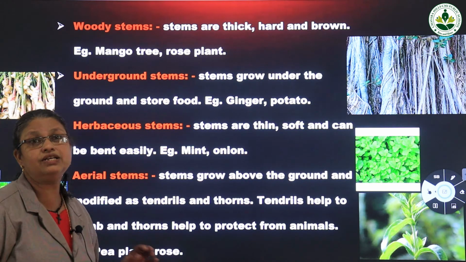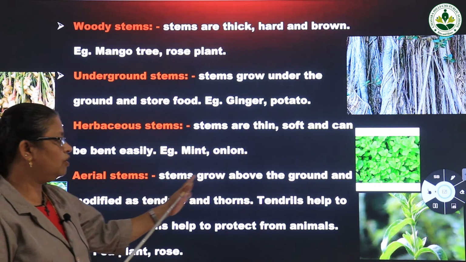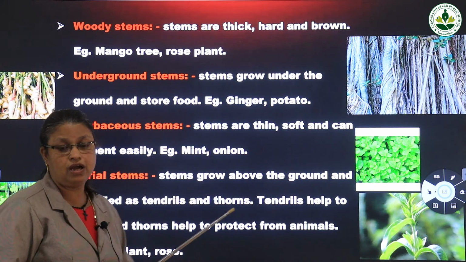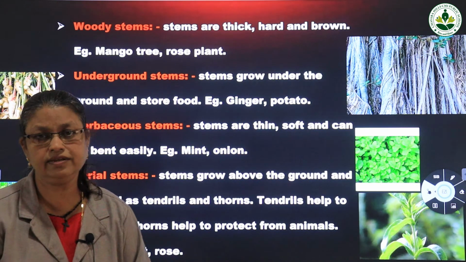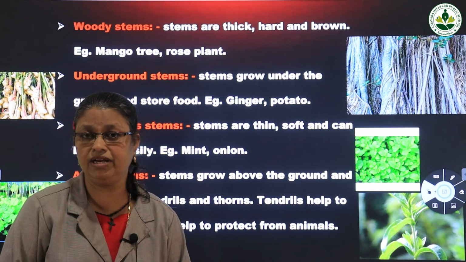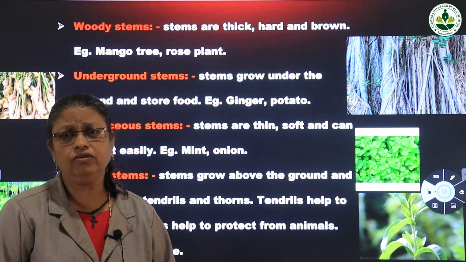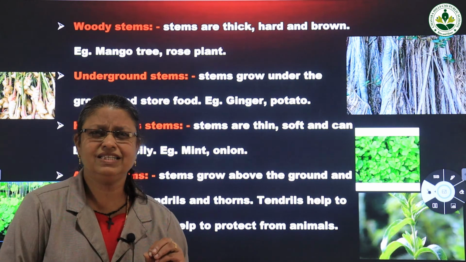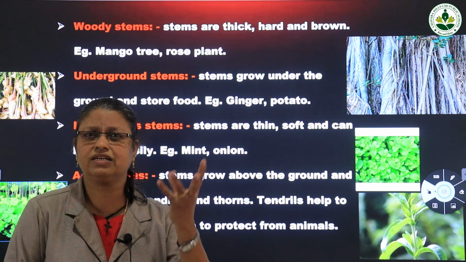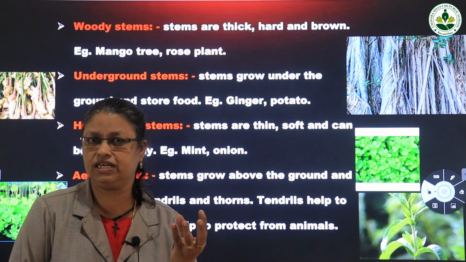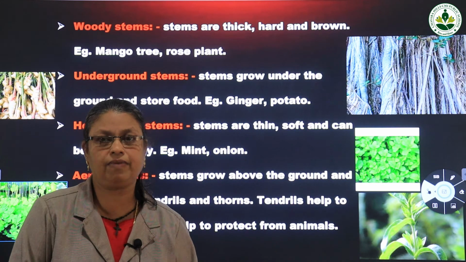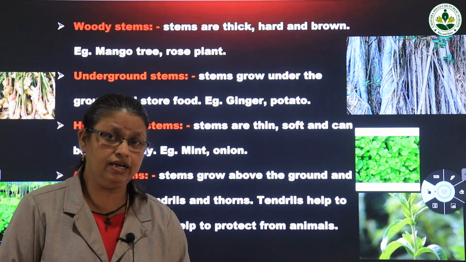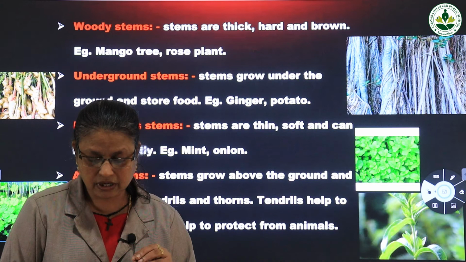Next one, aerial stems. Aerial stems grow above the ground and are modified as tendrils and thorns. We are familiar with the pea plants, isn't it? Bitter gourd. All these we are familiar with. So in such plants, we know some portions are there. What do we say? Tendrils are there. Spring-like structures we can see in such plants. They are used to climb on other plants. So some plants have tendrils, so they come under aerial stems.